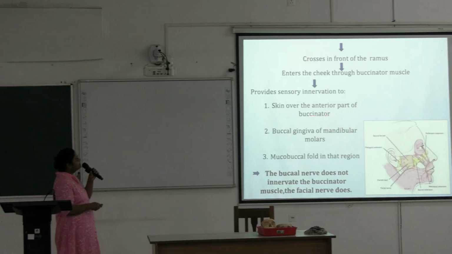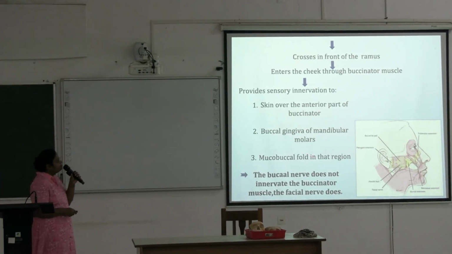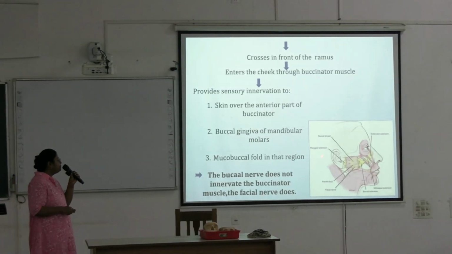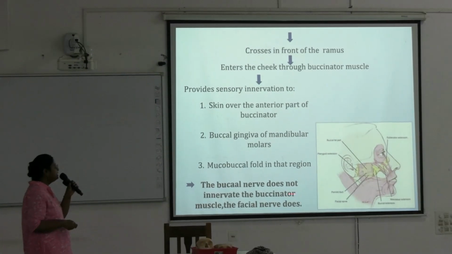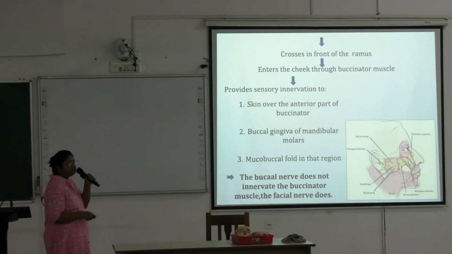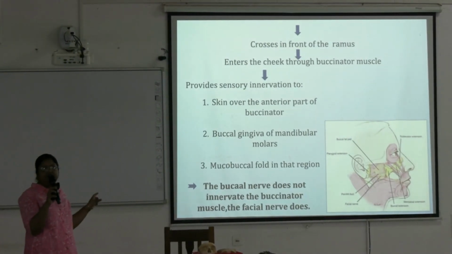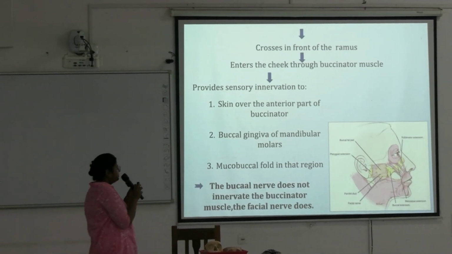these areas: skin over the anterior part of the buccinator, buccal gingiva of the mandibular molars, and the mucobuccal fold in that region. And the buccal nerve does not innervate the buccinator muscle, the facial nerve does. The buccinator muscle is one of the muscles of facial expression, so it will be innervated by the facial nerve.